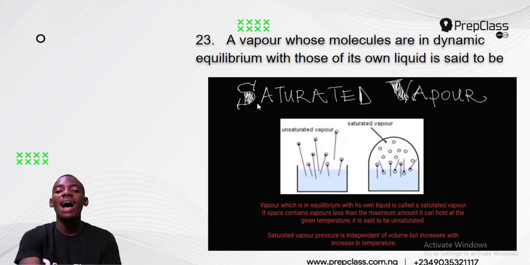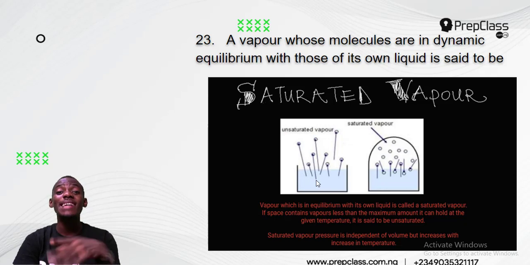Now this is what we have here. You can see unsaturated: it is like a container with water, and the water is boiling, it's actually hot. So look at the vapor going out in steam form. They are going out, so they are not in equilibrium with the liquid. That means there is no equilibrium, that means they are not equal.